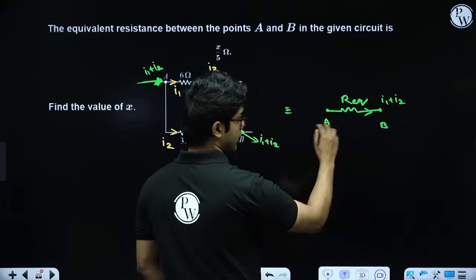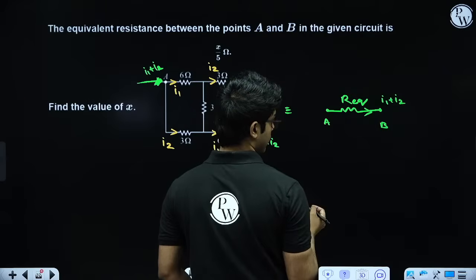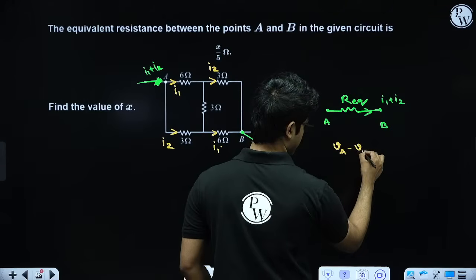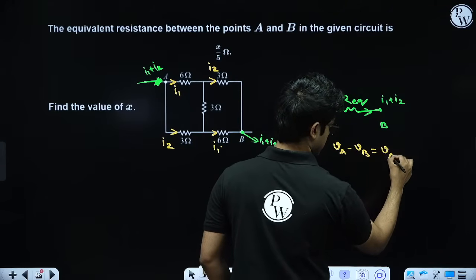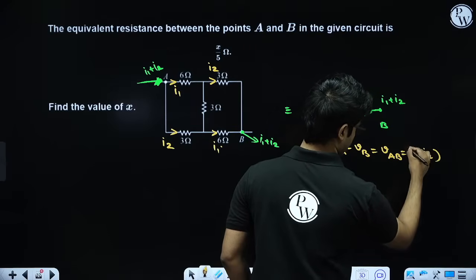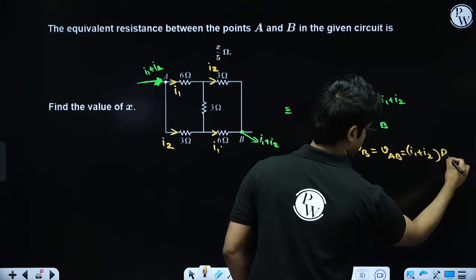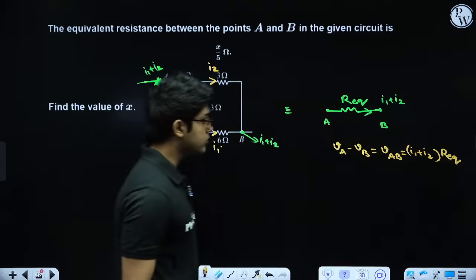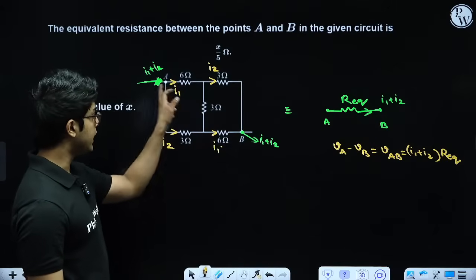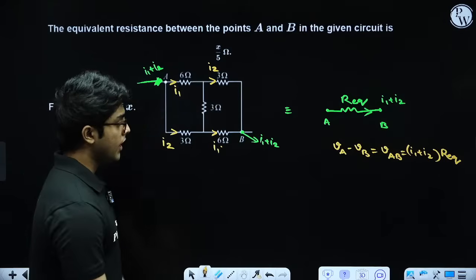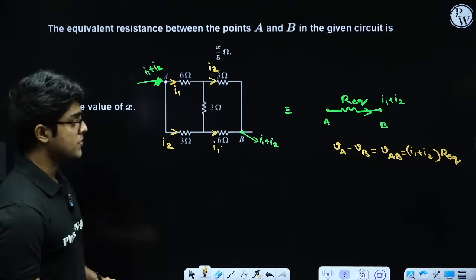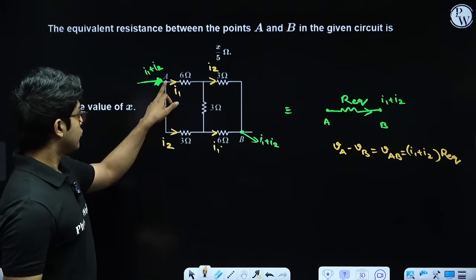Okay, so in this circuit, if I use simple Ohm's law, then I can say VA minus VB, or VAB, is equal to (I1 plus I2) times R, basically. So (I1 plus I2) into R equivalent. So now what we'll do is we'll try to find I1 and I2, or basically what is VAB in this circuit using KVL, and try to compare it with this equation. That way we can get RAB or R equivalent. Okay, so let's do that.